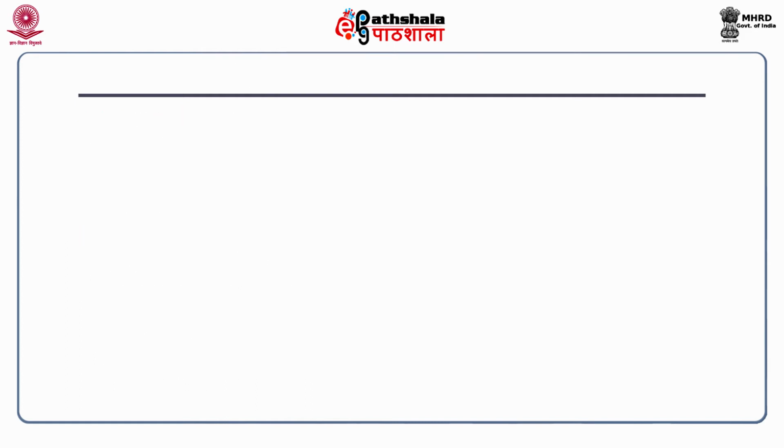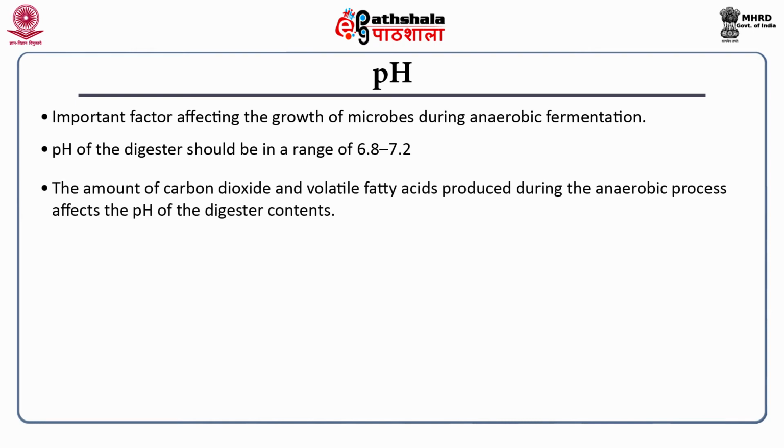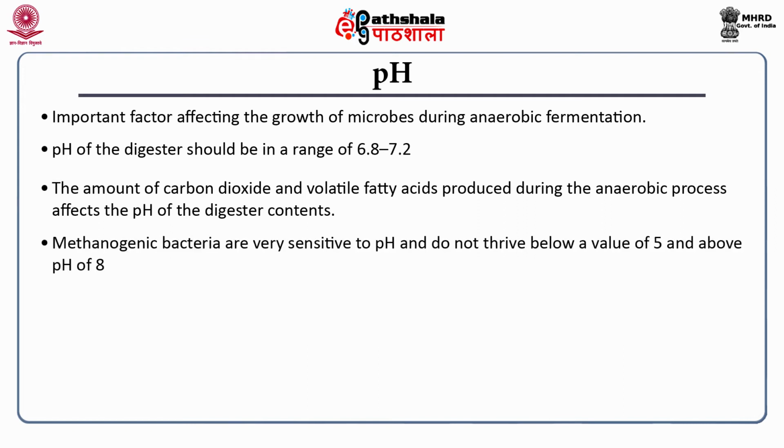Environmental factors. The first one is the pH. It is an important factor that affects the growth of microbes during anaerobic fermentation. So, the pH of the digester should be in a range of 6.8 to 7.2. The amount of carbon dioxide and volatile fatty acid produced during the anaerobic process affects the pH of the digester. The methanogenic bacteria are very sensitive to pH and do not thrive below a value of 5 and above a value of pH 8.